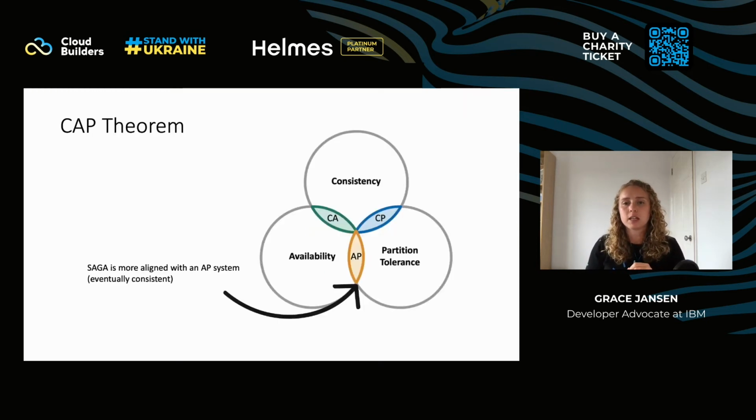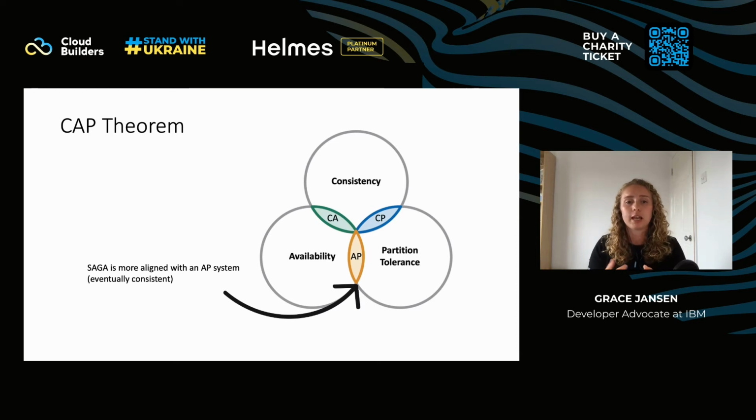And what this means is that, if you look at the CAP theorem, we're more aligned with something like an AP system. If you've not come across the CAP theorem before, it's a great theorem that helps us to bear in mind that our applications can't be all of these three things strictly all at the same time. And so it's about prioritizing, depending on your particular application and your particular use case, which of these characteristics you need to be most strong in your application.